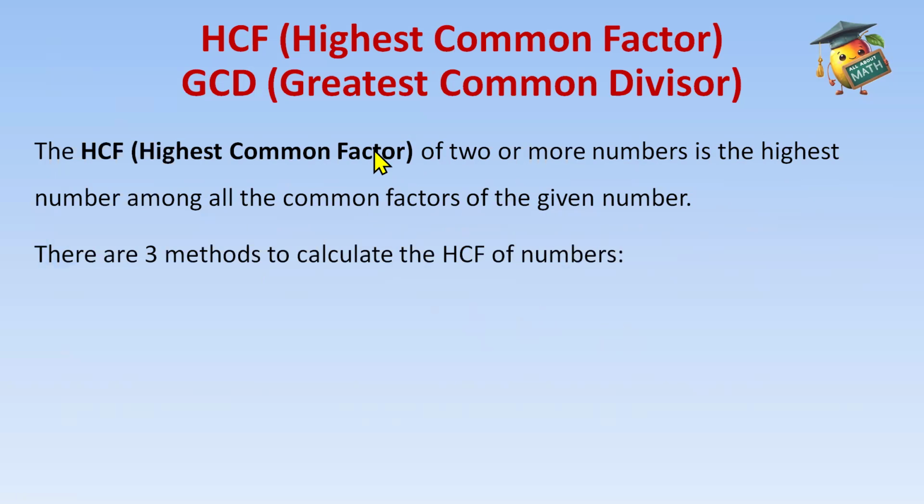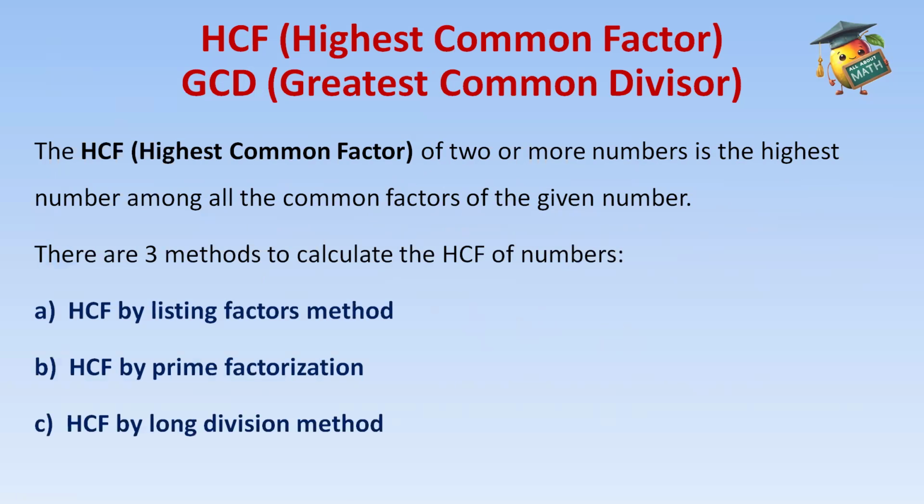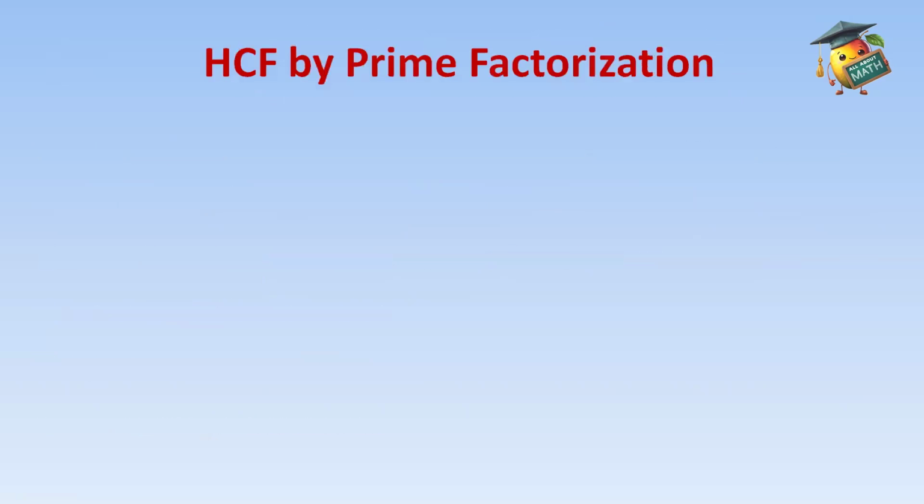There are basically three methods to calculate HCF, that is listing factors method, prime factorization method, and long division method. In this video, we'll learn how to find HCF using prime factorization method. We have already done listing factors method. If you haven't watched that video, I'll share the link in the description. You can watch it.